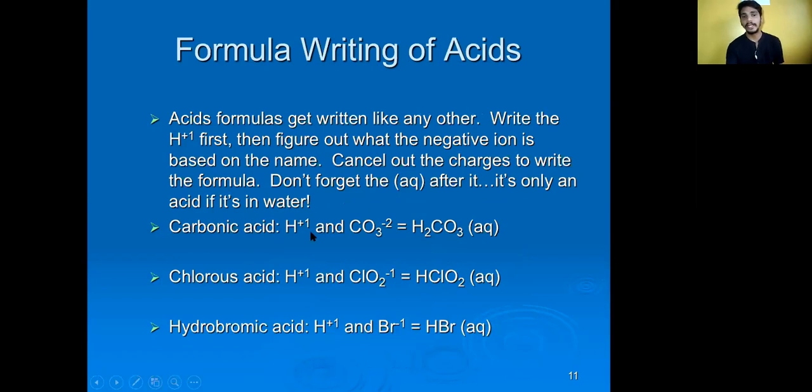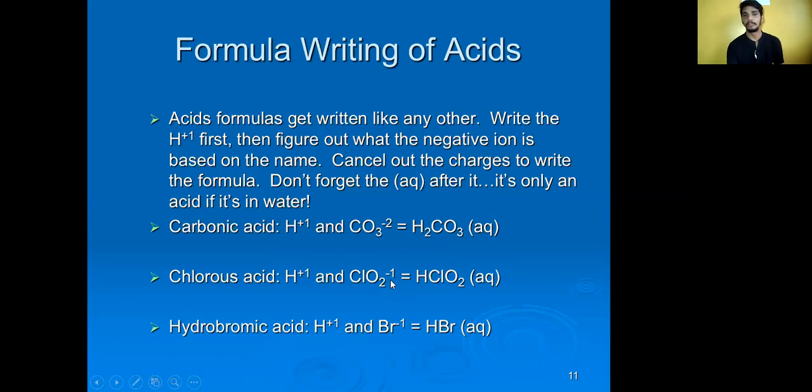Carbonic acid: H plus 1, CO3 2 minus. This is the valency of hydrogen, and this is the valency of this group. So it will be written as H2CO3. Why H2CO3? What is the valency of CO3? 2 minus. So how much hydrogen is going to react? 2 hydrogen. That is why H2CO3. We have to write aqueous. That is very, very important.